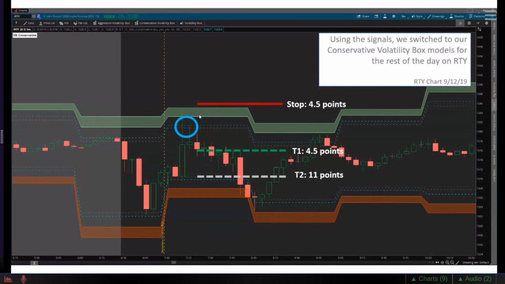Both of these targets get hit, and that gives you a total of $775 trading a 2-lot in less than an hour using an approach that you can repeat time and time and time again where you have probabilities in your favor. Any question on the Russell chart before I move forward?